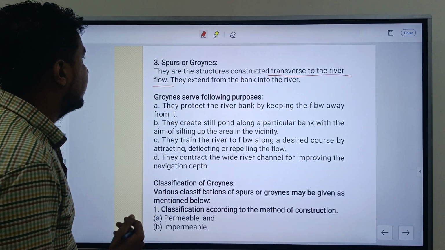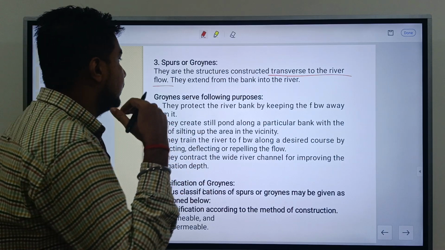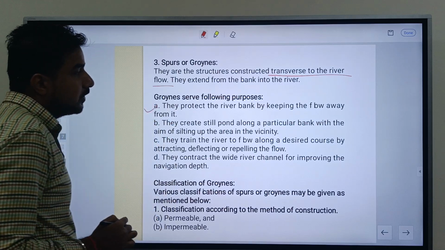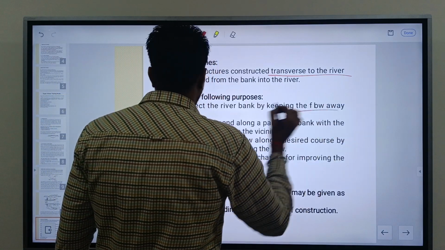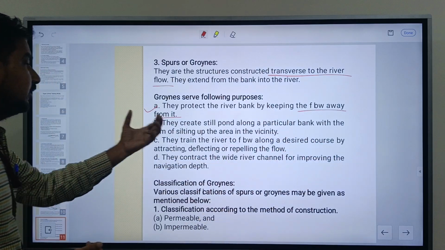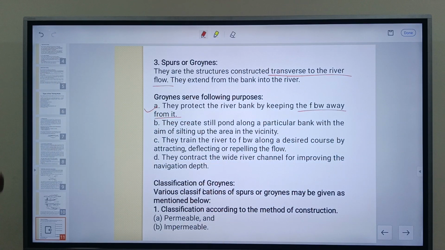The groins serve the following purposes. What are the purposes behind this? Why do we have to construct a groin in a particular river training bed? So the first one is that they protect the river bank by keeping the flow away from it, meaning the flow will not go outside or in any other way. So this is very helpful.